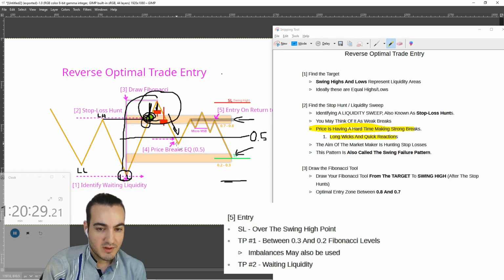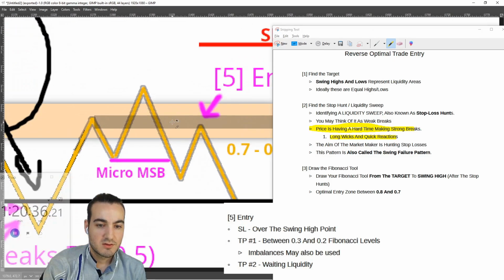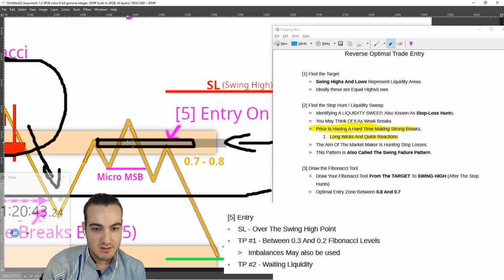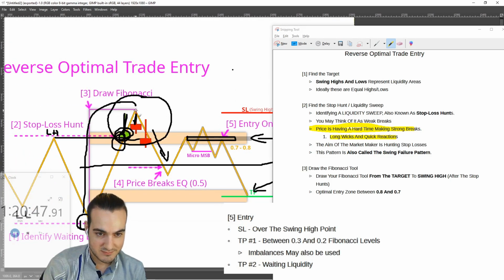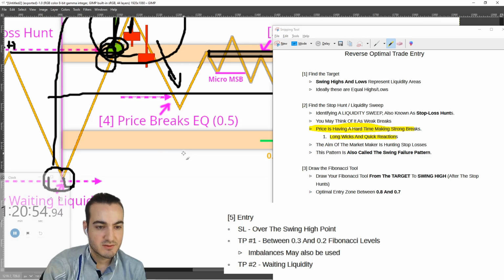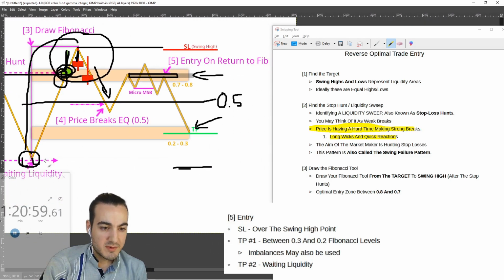And then in theory, price will return to our Fibonacci zone up here, where we can go in on a lower time frame and look for an entry to short, setting our stop loss at the swing high. First take profit would be the lower Fibonacci zone. And like I said before, the final one would be down here with the waiting liquidity.